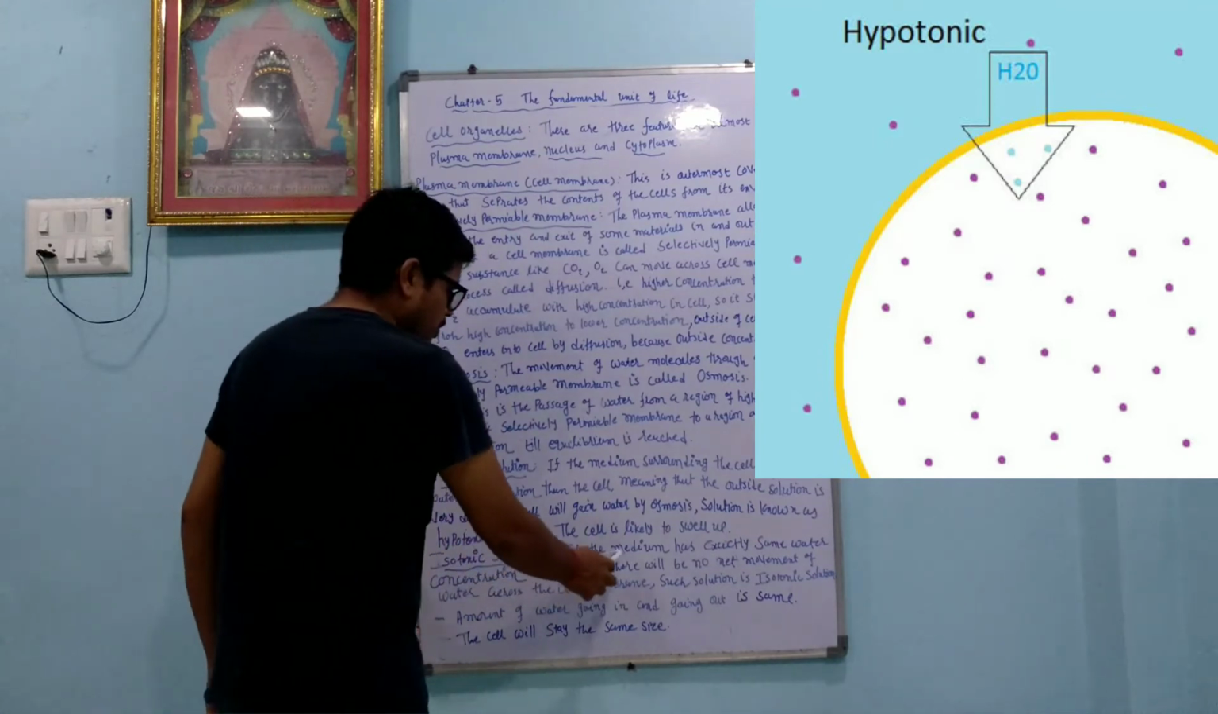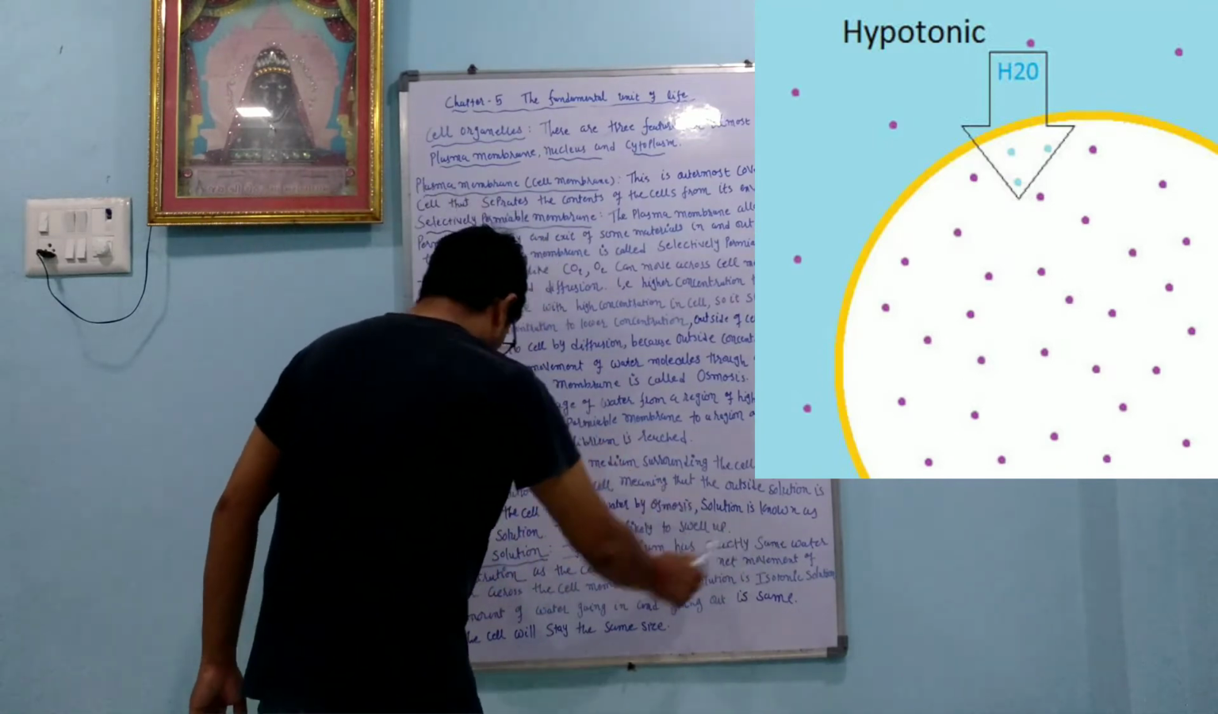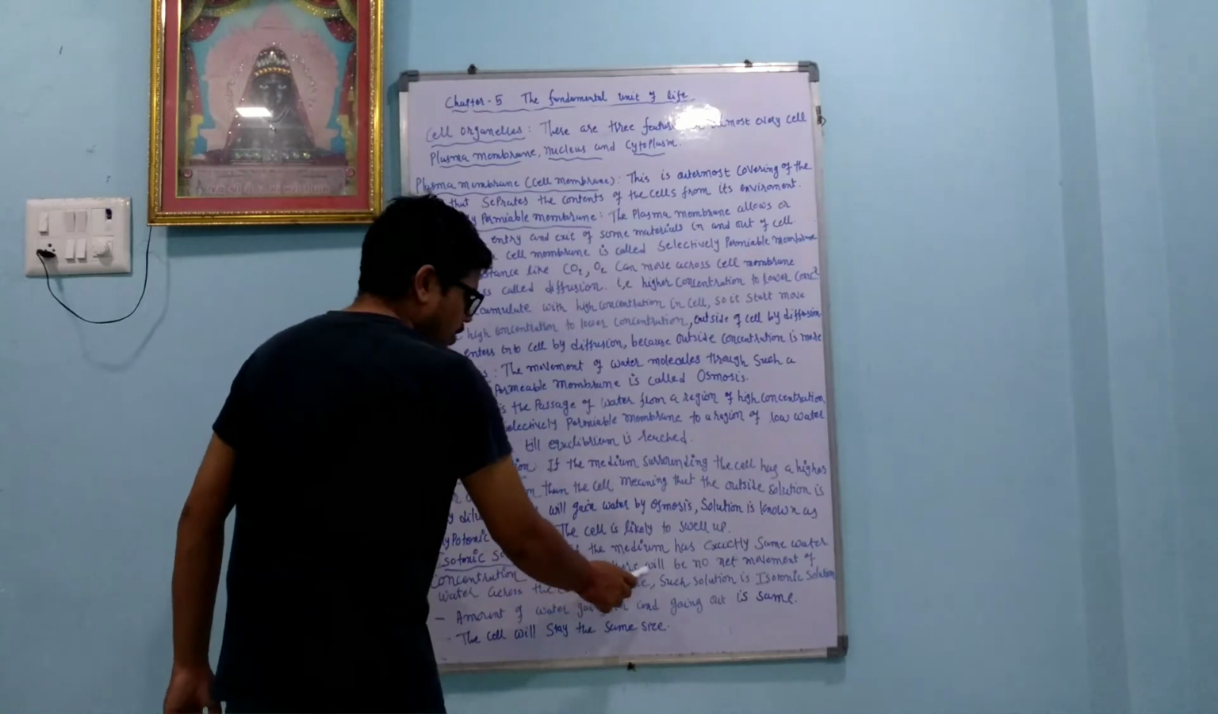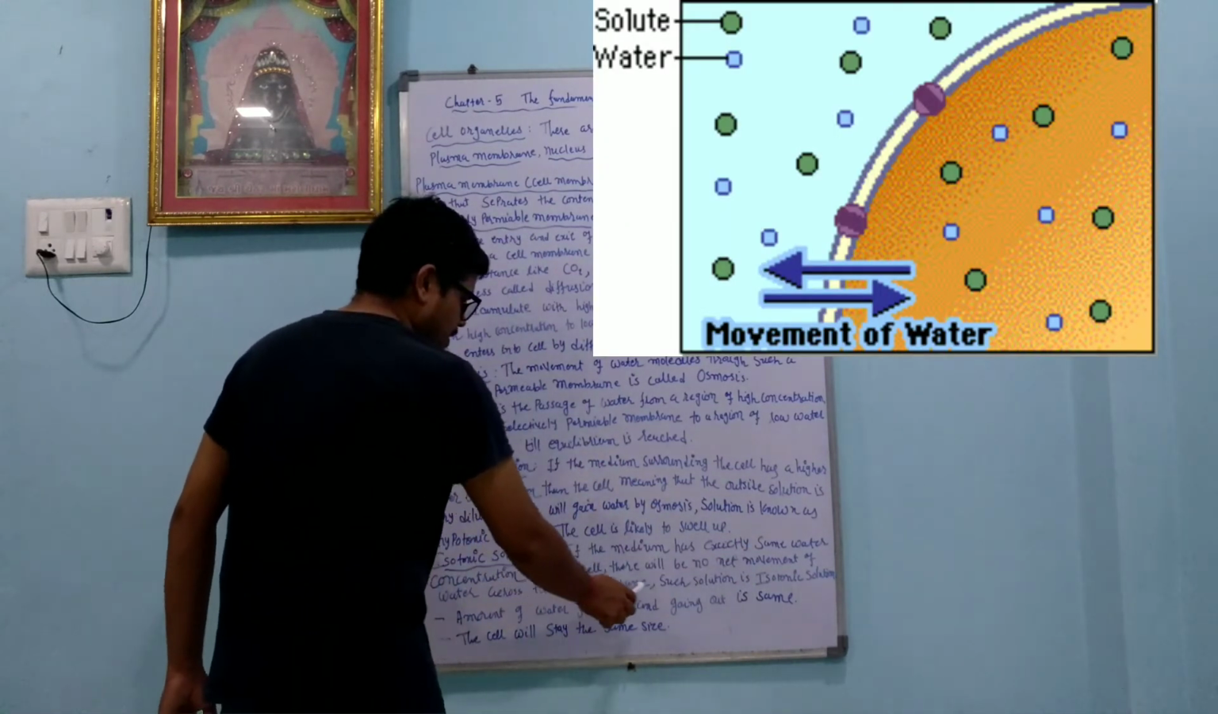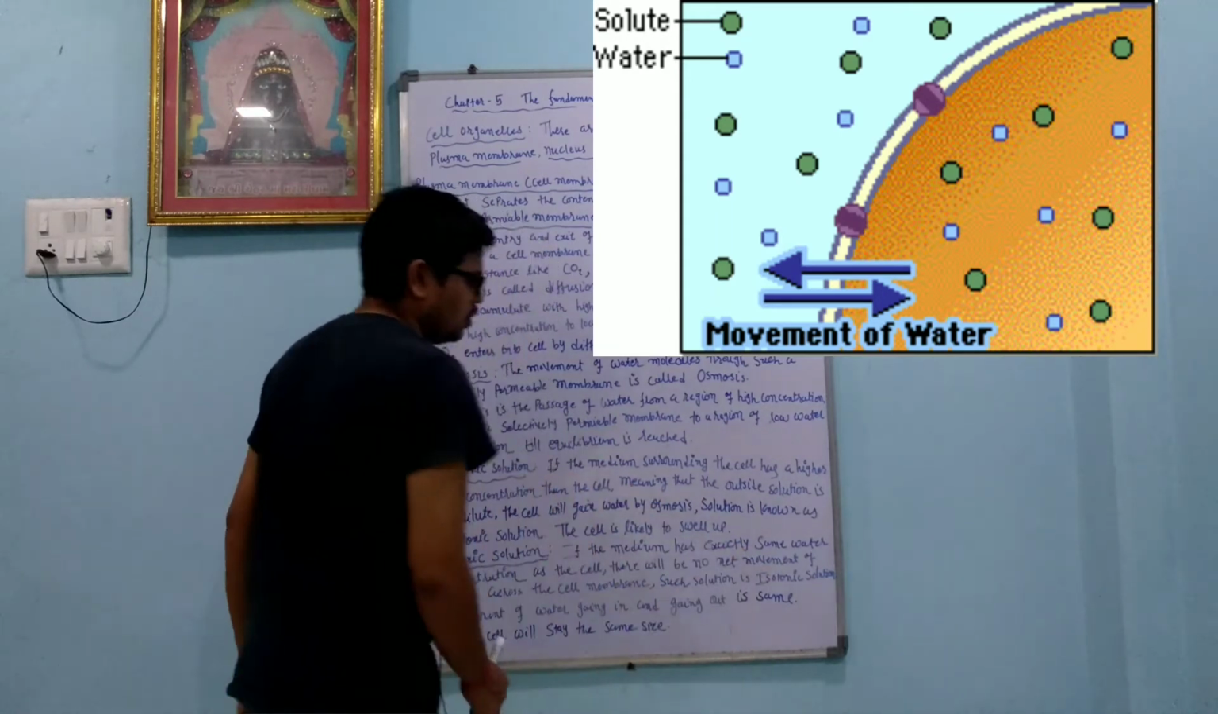Isotonic solution. If the medium has exactly the same water concentration as the cell, there will be no net movement of water across the cell membrane. Such a solution is known as an isotonic solution.